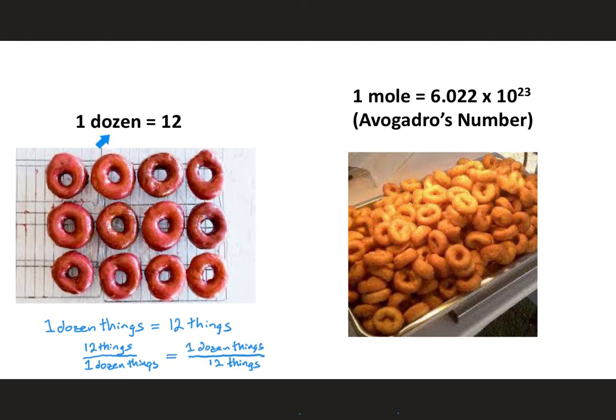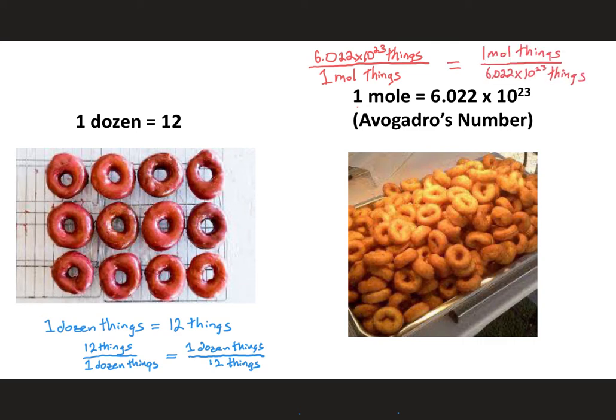While a baker might use a unit of a dozen to describe an order of 12 things, chemists use a unit called a mole, and a mole numerically is equal to 6.022 times 10 to the 23rd, also known as Avogadro's number. So if we have a mole of things, we have 6.022 times 10 to the 23rd of those things. And the equivalency is 6.022 times 10 to the 23rd things per mole of things, or 1 mole of things per 6.022 times 10 to the 23rd of those things.